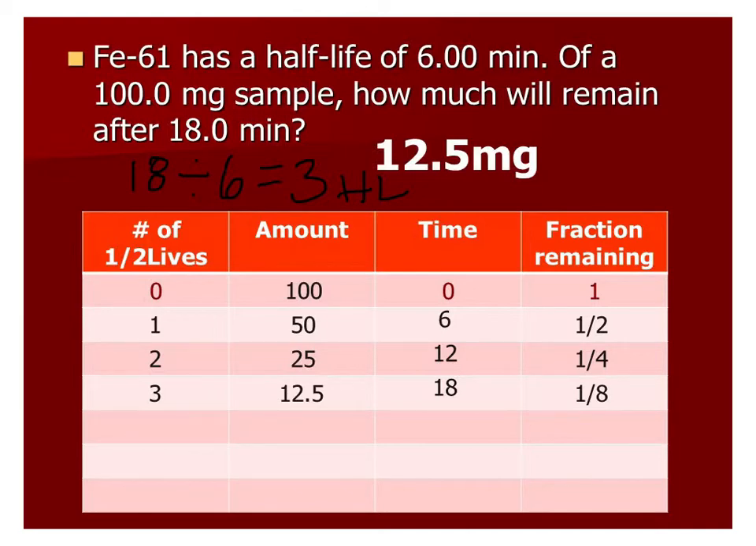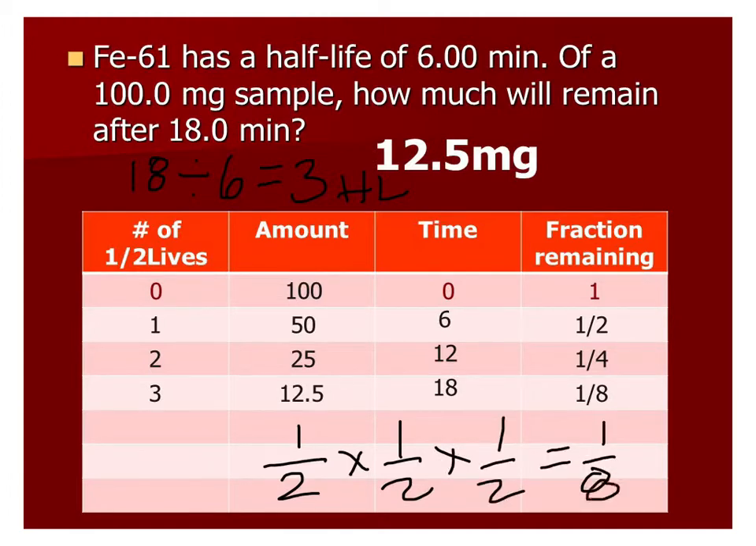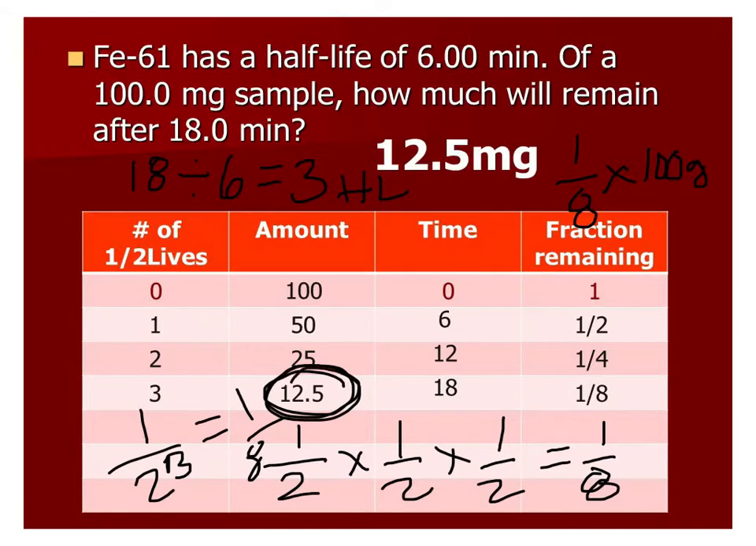So you could say that we're going to have 1/2 times 1/2 of that times 1/2 of that, which is going to give me 1/8, right? Or you could have said 1/2 to the n, and n is 3, and that's going to give me 1/8. So 1/8 is how much is going to remain, and we can just take 1/8 and multiply it by 100 grams, and then we'll find out that we get 12.5 grams as our answer, right?